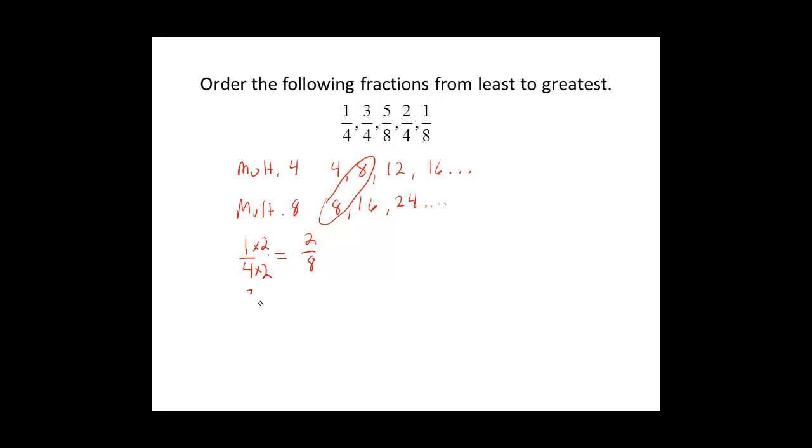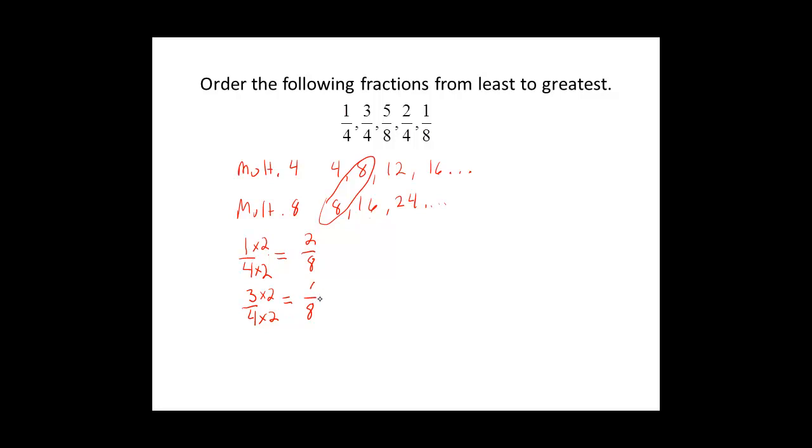We will do the same thing for the number 3/4. We would like to write this fraction with a denominator of 8. So what did we multiply the original denominator by in order to get 8? 4 times what equals 8? 2. So we will multiply the numerator by 2 as well.